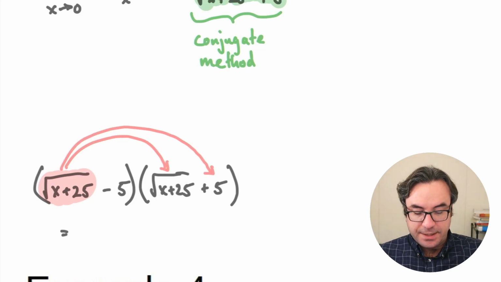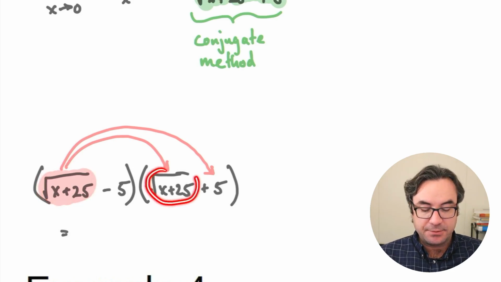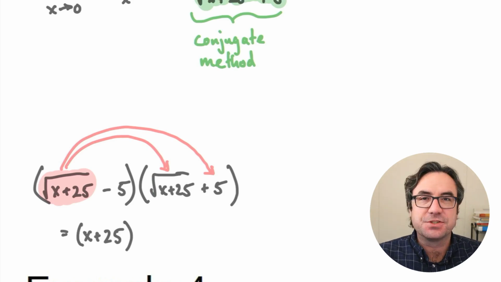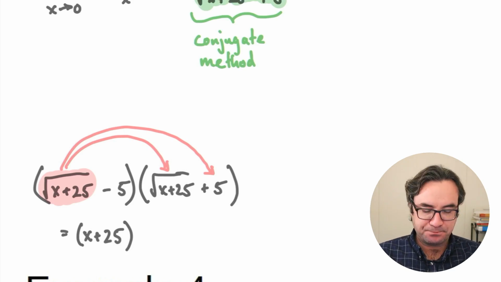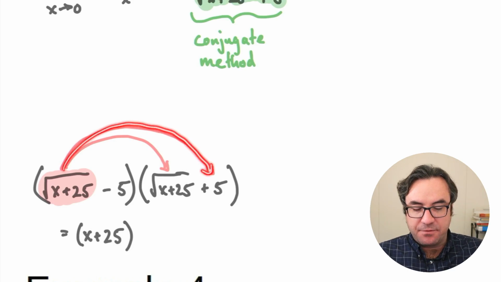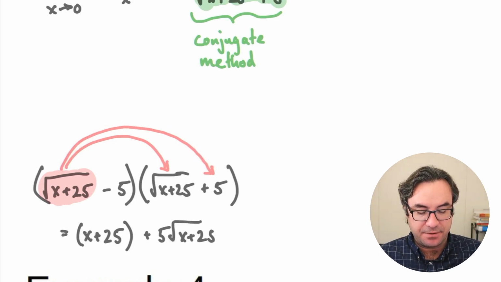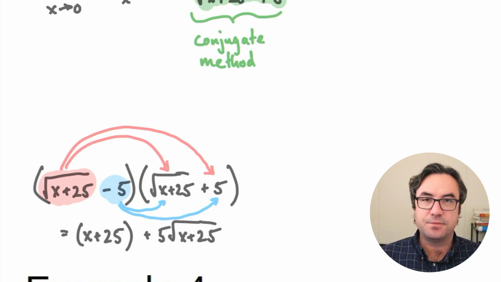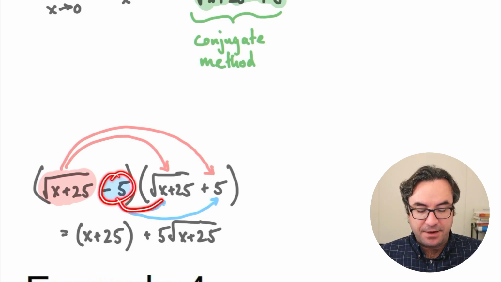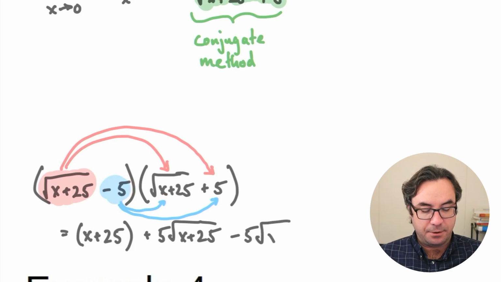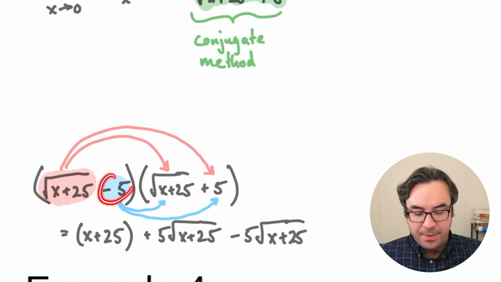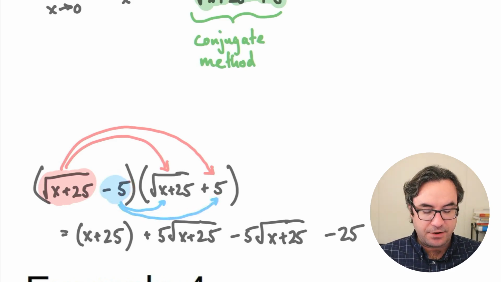When we do that, square root x plus 25 times square root x plus 25 is just going to give us x plus 25. The square root cancels itself out there; we're actually squaring it. And then when we multiply with that 5, we get plus 5 times square root x plus 25. Then we go on to the second term, the minus 5, and distribute that to both terms in the second set of parentheses. When we take the minus 5 and multiply with that square root, you can maybe see where the magic is going to happen. We end up with minus 5 times square root x plus 25. And then the minus 5 with the 5 gives us just a minus 25 at the end.